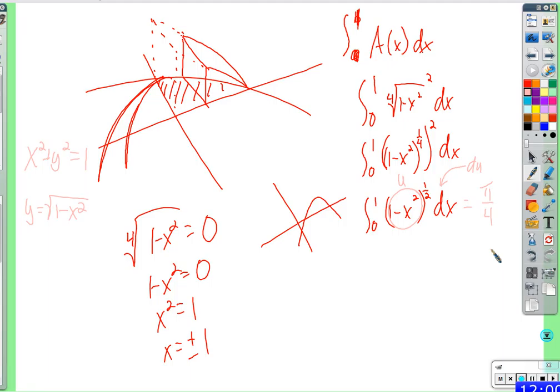So what's the area of a circle that has a radius of 1? Pi r squared, r is 1, so pi r squared would be pi, and so a quarter of that would be pi over 4.